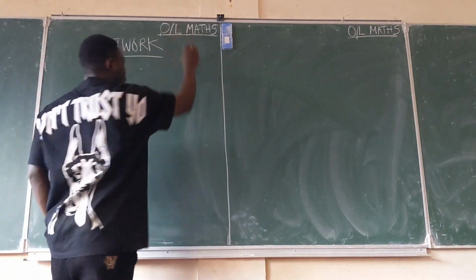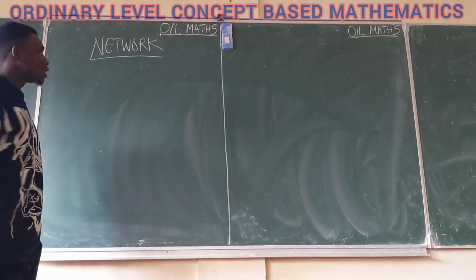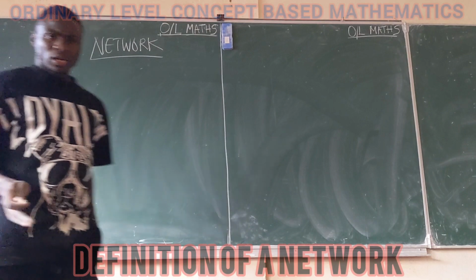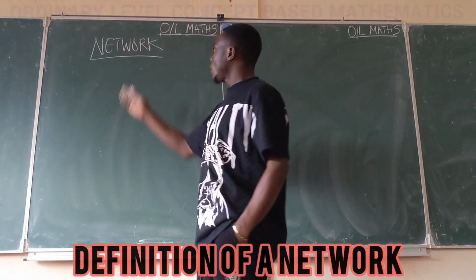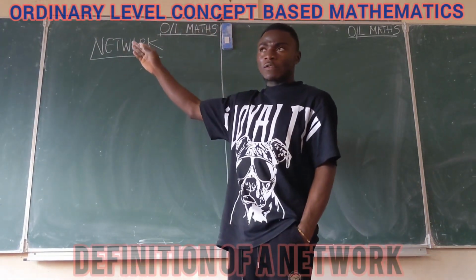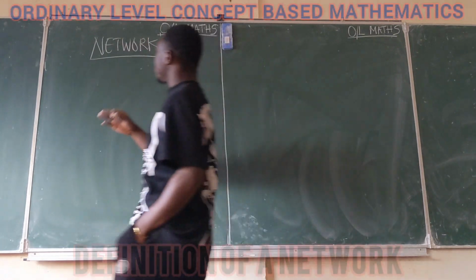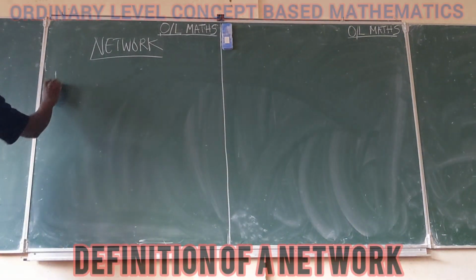Remember, we are concept based on order level mathematics. So today we are going to look at networks, and we are going to begin by understanding what a network is. A network simply consists of some properties or some concepts that we are going to use. A network consists of points.